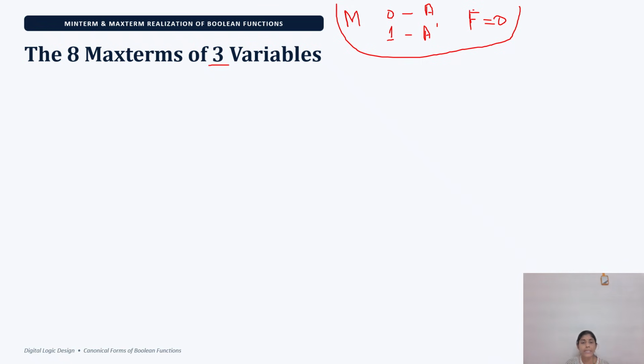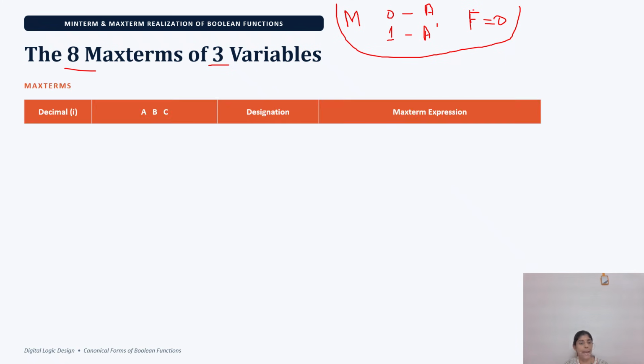Again 3 variables, in the sense 2 power 3 is 8. How will the terms be? 000 till 111. We will see the Maxterm table. So the decimal, the inputs are ABC, the designation and the Maxterm. Right. Here what is the one more thing you have to remember? Maxterm means it is positive.